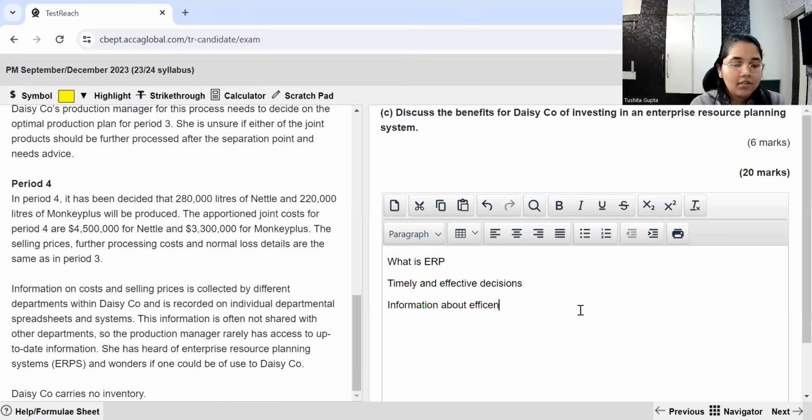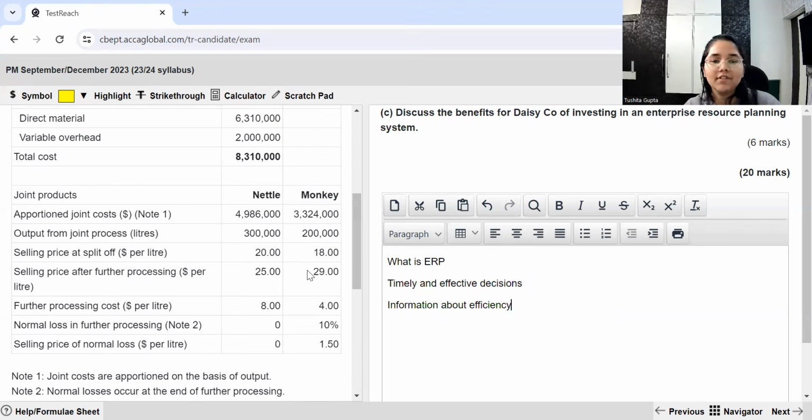about efficiency. We are told over here that there are normal losses which are incurred in Monkey. So with the information that the ERP system will give you, you can also figure out ways that this normal loss can be reduced. And you can also keep checking that this normal loss is not going above 10%. 10% is the normal loss, but this should not be 15 or 20%. If it is 15 or 20%, that means your labor is not working efficiently or the process has something wrong about it. And you can also try to find ways to reduce even this 10% normal loss which is there.